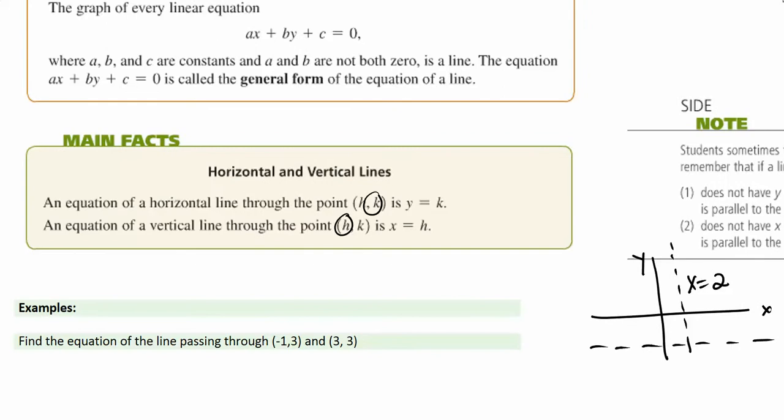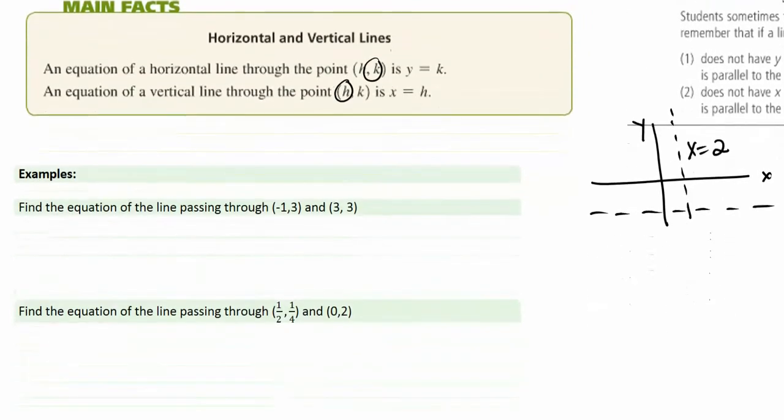Okay, so now we want to find the equation of this line. You want to begin by looking at the slope. We have 2 points, so you look at the change in the y over the change in the x.